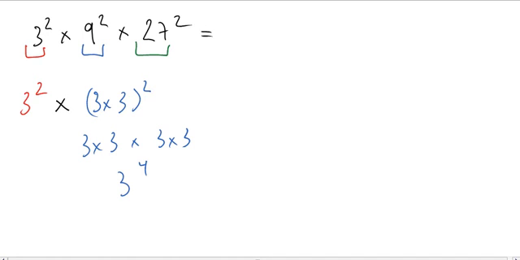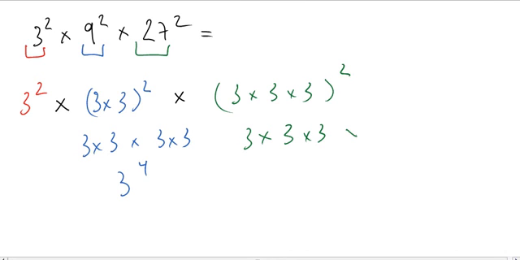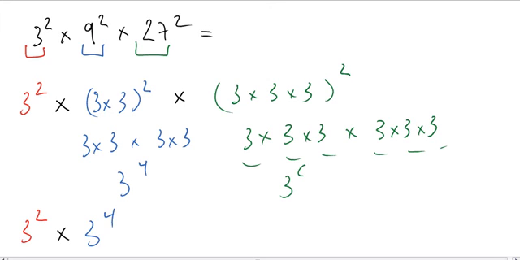So we have 3 to the power of 4 times 27 to the power of 2. And 27 is 3 times 3 times 3, so that would be 3 times 3 times 3, all to the power of 2. Should be 3 times 3 times 3 times 3 times 3 times 3, also known as 3 to the power of 6. So we have 3 to the power of 2 times 3 to the power of 4 times 3 to the power of 6.